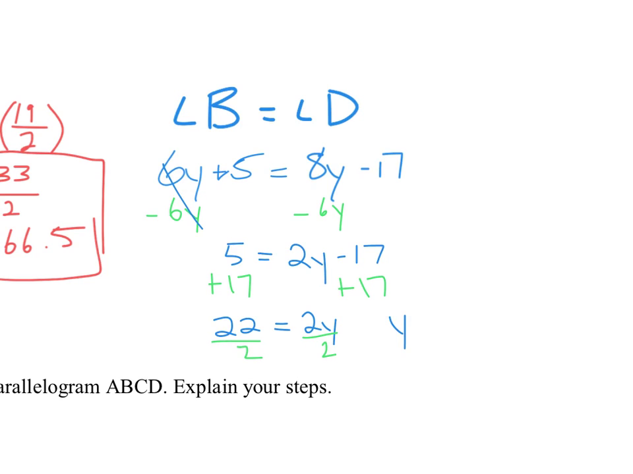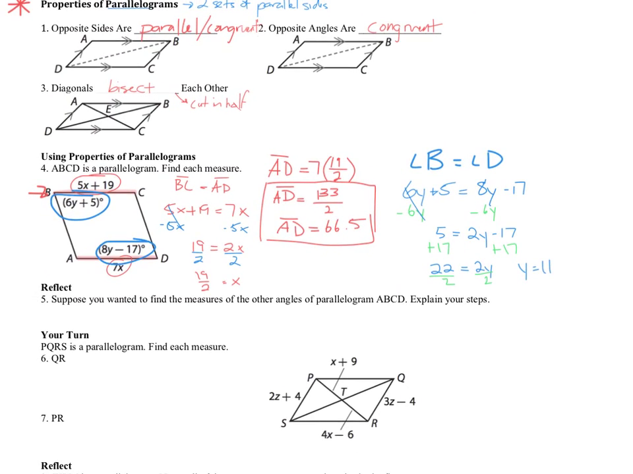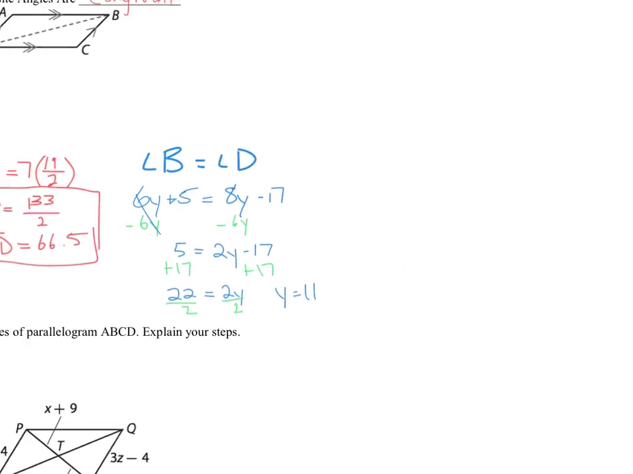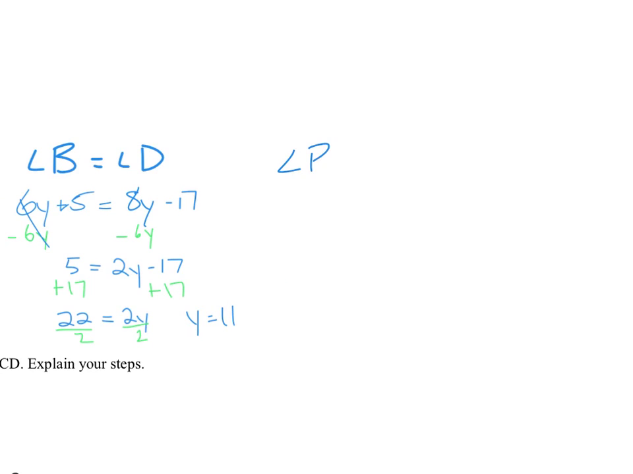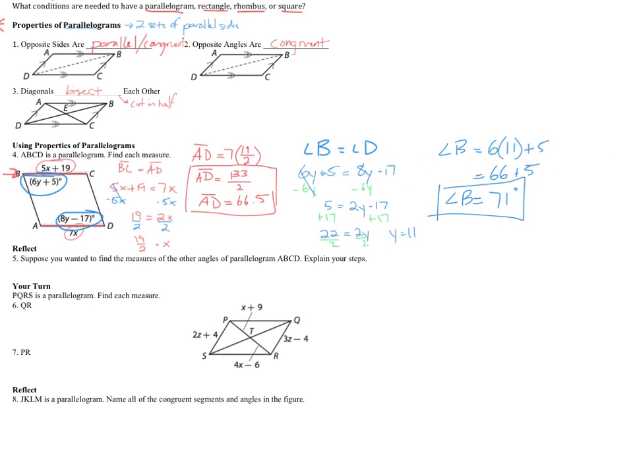So y equals 11. And again, we want to know what those angles are, so we'll just pick one and substitute that back in. Angle B is 6y plus 5, so 6 times 11 plus 5 is 66 plus 5, or 71 degrees. And again, that's both angle B and angle D because they are opposite.